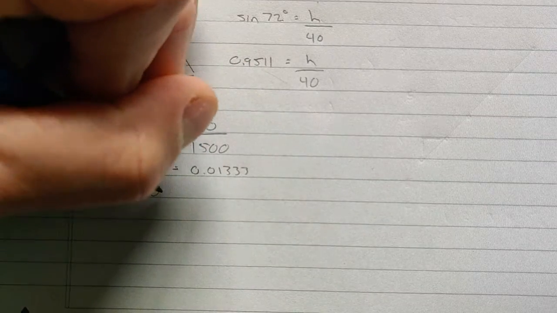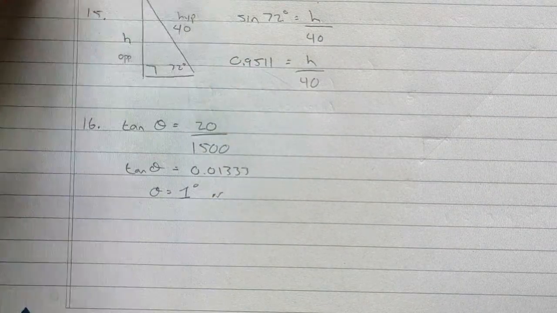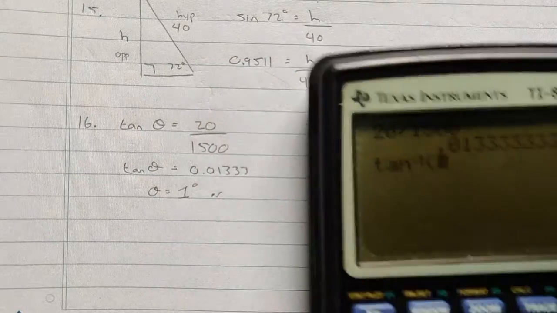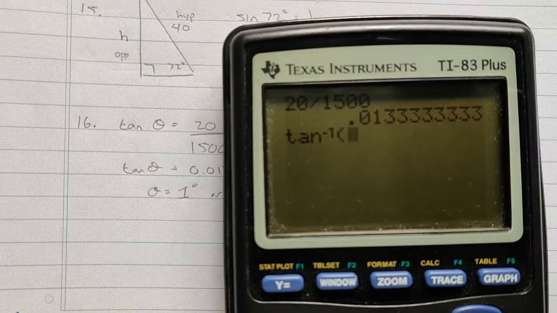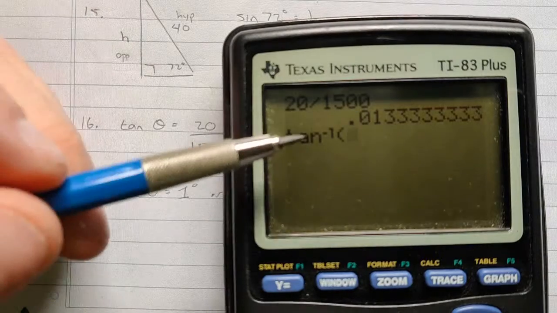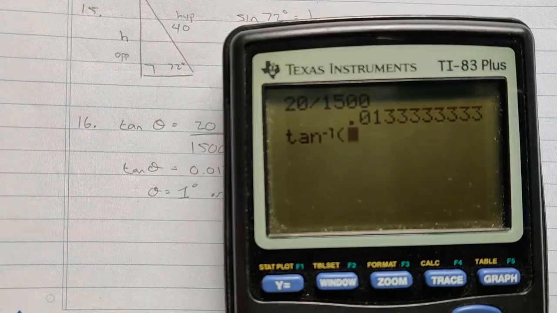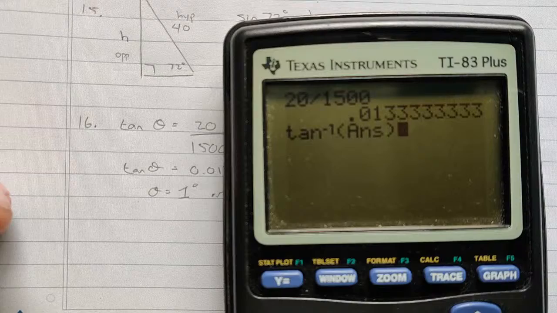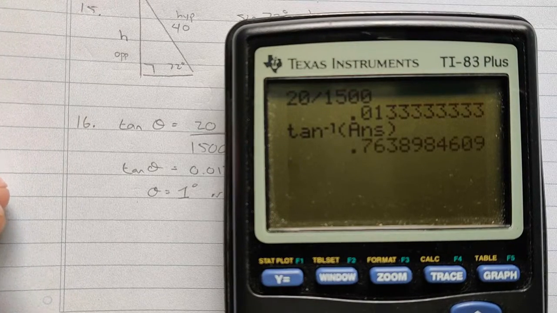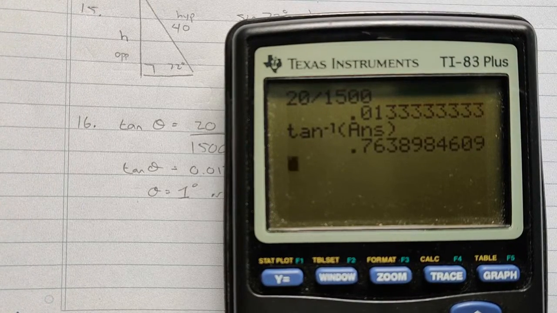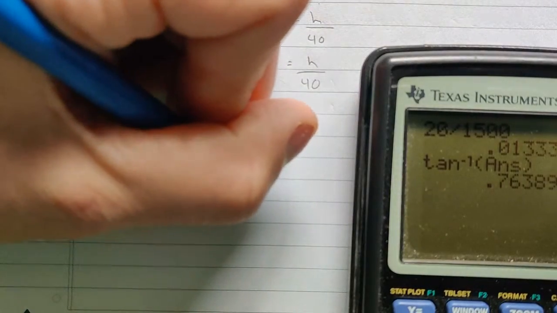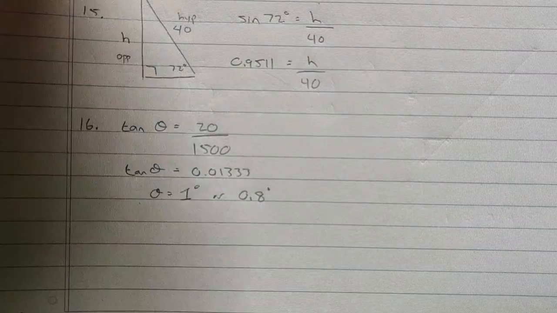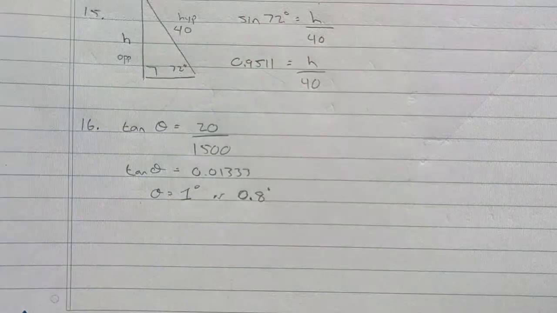So theta equals 1 degree, or if you used your calculator and went to the nearest tenth of a degree, you're going to press second function or shift or whatever, you should get a tan to the -1 there, and then you can put in that answer of 0.013333, and so you'd get about 0.76 degrees, so about 0.8 degrees as the actual value to the nearest tenth. So we're pretty close with the 1.